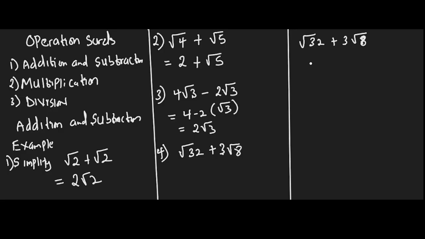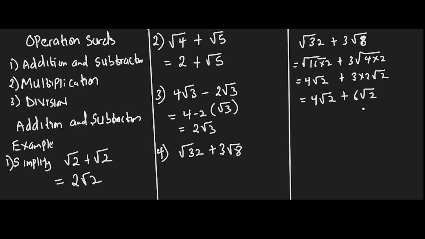put root 32 in its basic form and put 3 root 8 also in its basic form. Here, this is root 16 times 2 plus 3 root 4 times 2. If you agree with me, this is 4 root 2 plus 3 times 2 root 2. And this is 4 root 2 plus 6 root 2. Now you have similar surds, root 2 and root 2. What you just do is 4 plus 6 root 2. 4 plus 6 is going to give us 10, and you have root 2. That means you have 10 root 2.